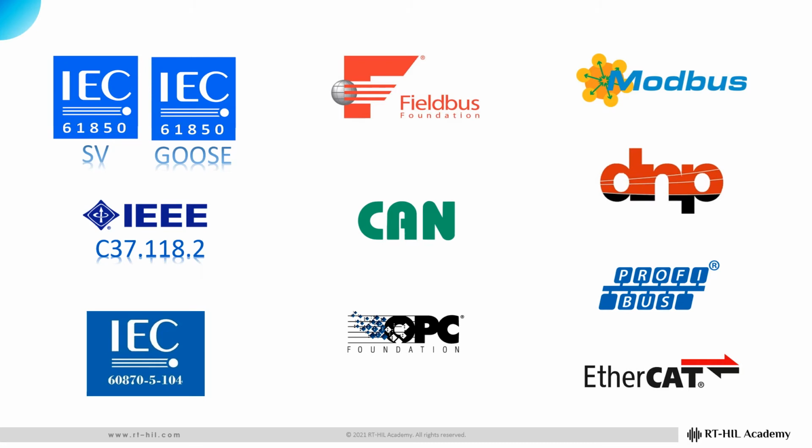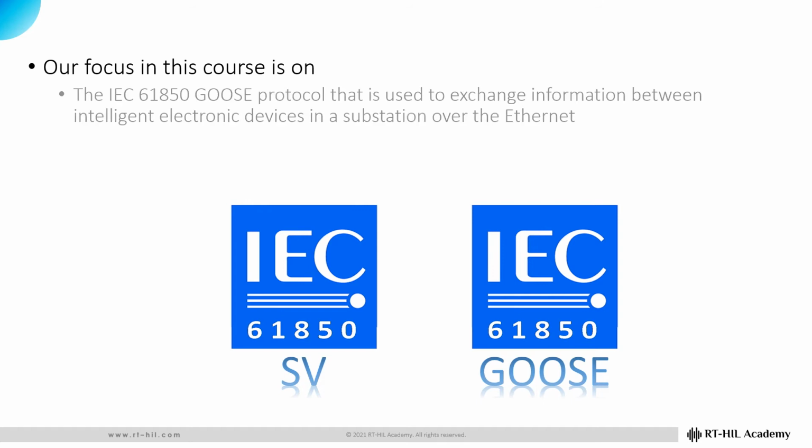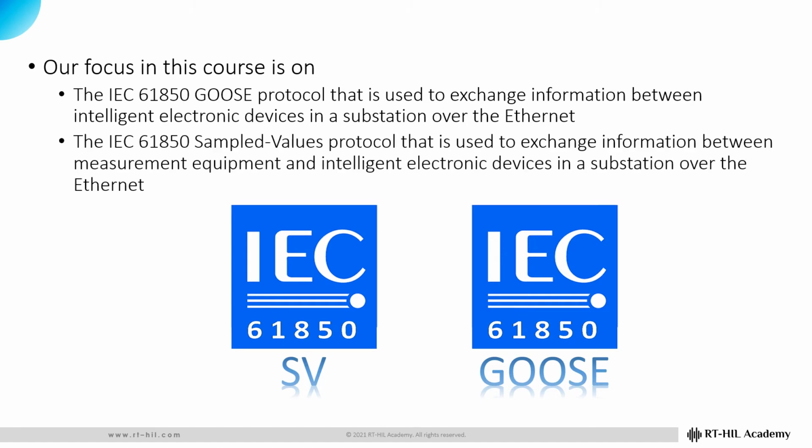Real-time simulators can emulate the industry standard communication protocols to enable the users to perform realistic real-time simulations. Our focus in this course is on two communication protocols that are defined by the IEC 61850 standard for intelligent electronic devices at electrical substations. The IEC 61850 GOOSE protocol, that is used to exchange information between intelligent electronic devices in a substation over the Ethernet. And the IEC 61850 Sampled Values protocol, that is used to exchange information between measurement equipment and intelligent electronic devices in a substation over the Ethernet.